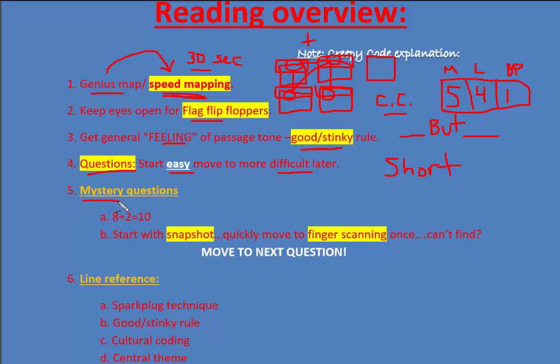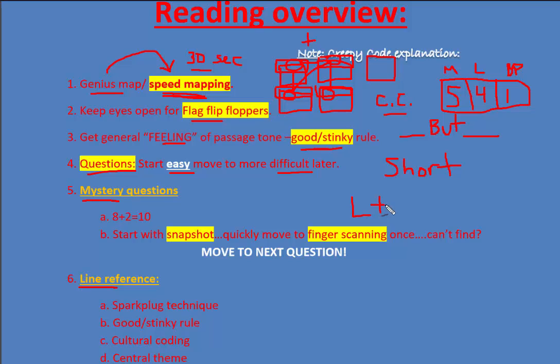Answers and questions, that leads us into the next thing here. 5 and 6, we're going to deal with the different types of questions. The different types of questions that we mentioned here are line reference and mystery. So that's 90% of the test. The two skills that you're going to need in order to get good at answering questions, mystery and line reference, are locate plus reword.